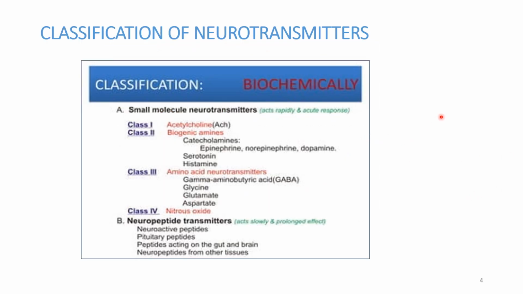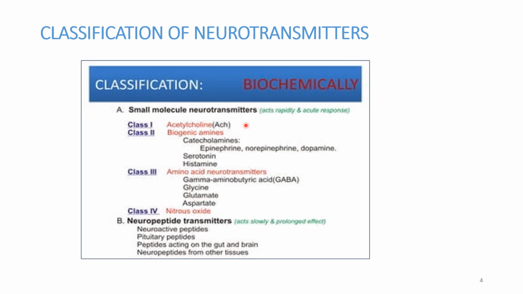Next, coming to the classification of neurotransmitters. We have biochemical classification and physiological classification. In biochemical classification, the neurotransmitters are divided broadly into two groups. First is the small molecule neurotransmitters. They act rapidly and show an acute response. The second is the neuropeptide transmitters. They act slowly and have a prolonged effect.